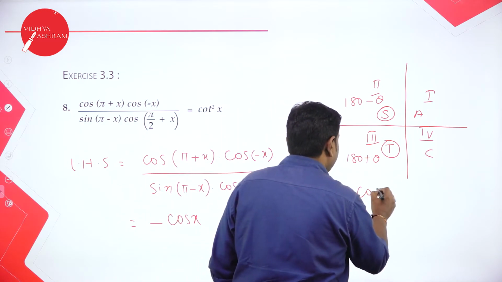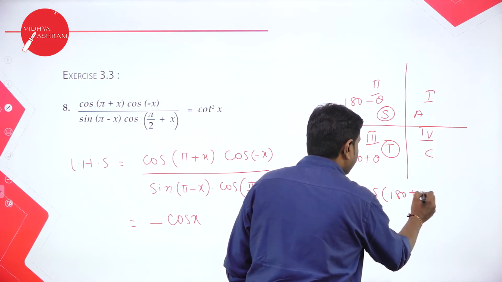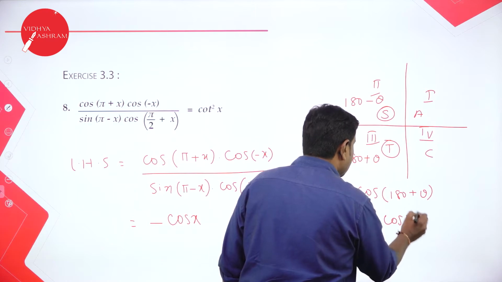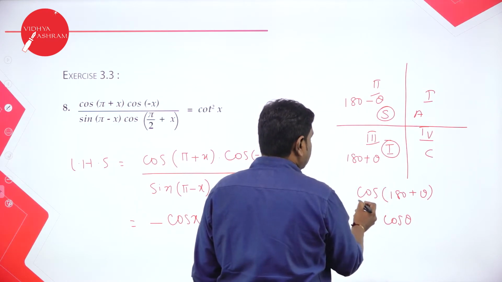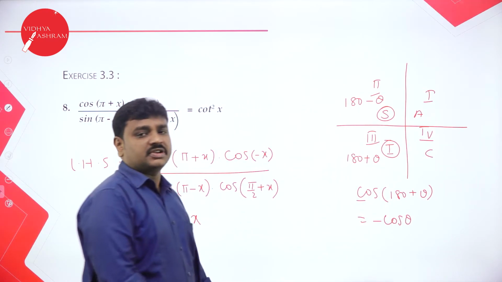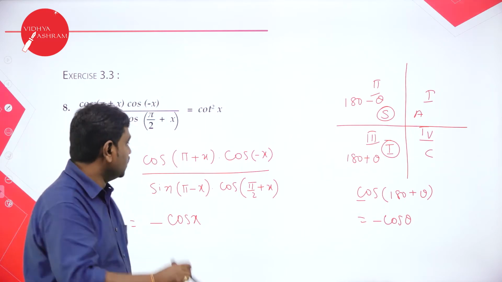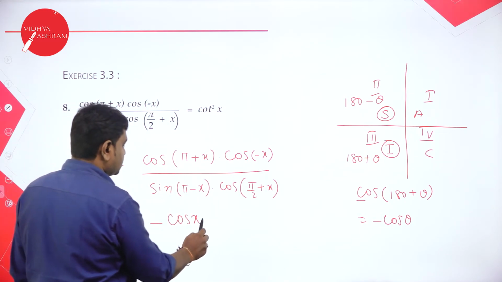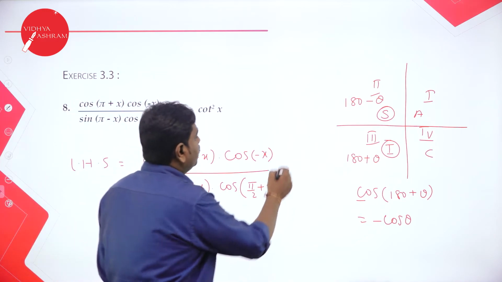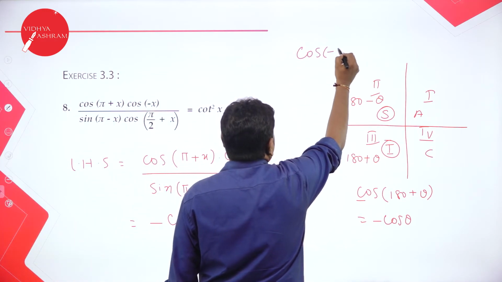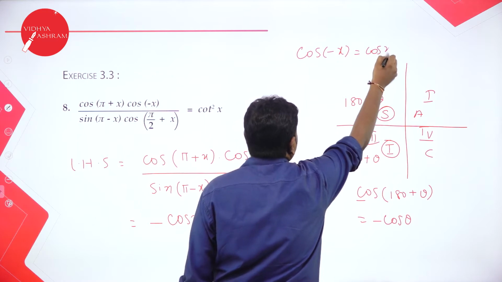What is cos of 180 plus theta? For 180, the function does not change. It will be cos theta only. But here we have T. It does not match, so minus. Cos of 180 plus theta is minus cos theta. So cos of pi plus x is minus cos x, into cos of minus theta. Very important: cos of minus x is cos x.